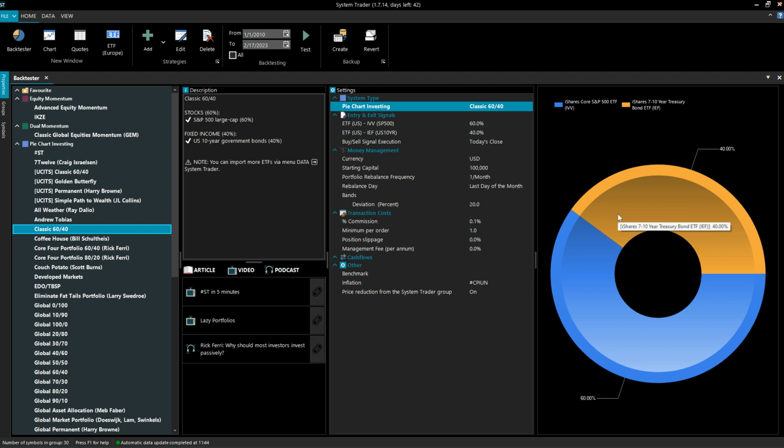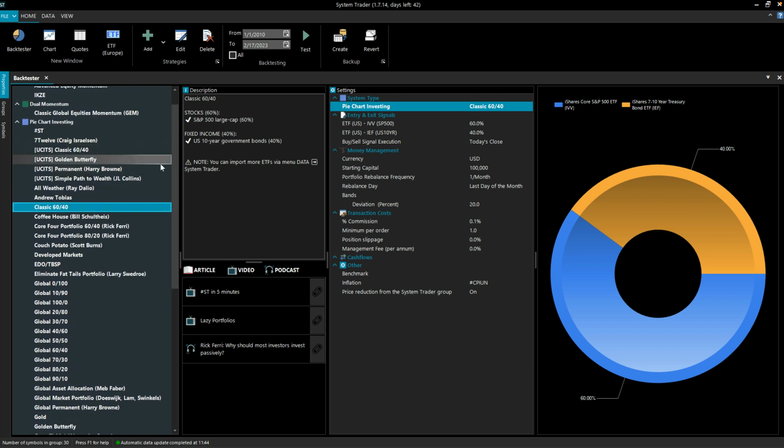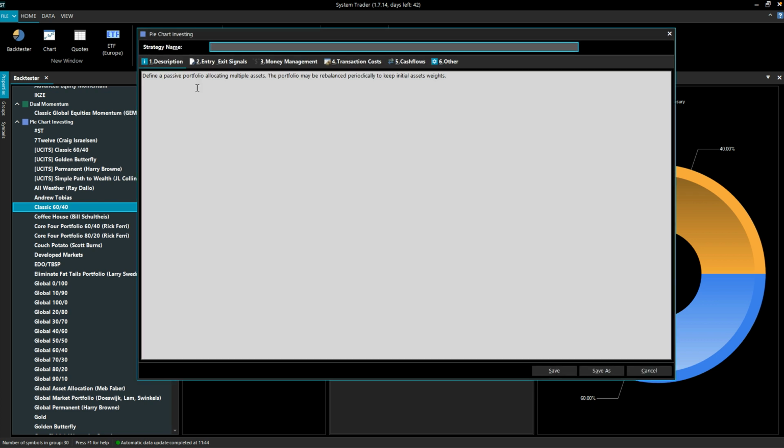And by the way, in subsequent lessons, I will also show you the active approach to investing and the active strategies. Okay, so let's start to build our passive portfolio. Although we have many examples of passive portfolios already built into the application, we will build another simple passive portfolio just for the sake of learning the ST application. So let's click on the Add button and Pie Chart Investing. And here we have to set the strategy name, the portfolio name. Let's make it 60-40. We will build another 60-40 portfolio.